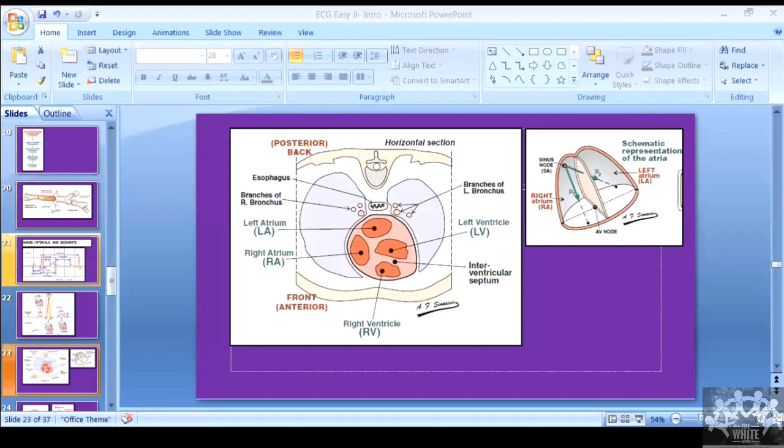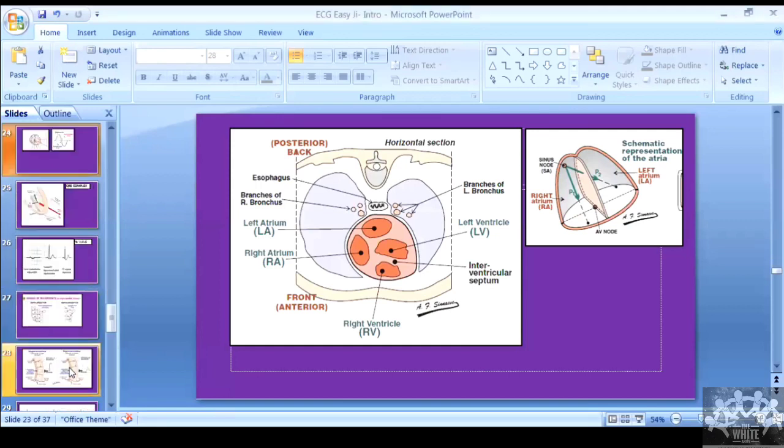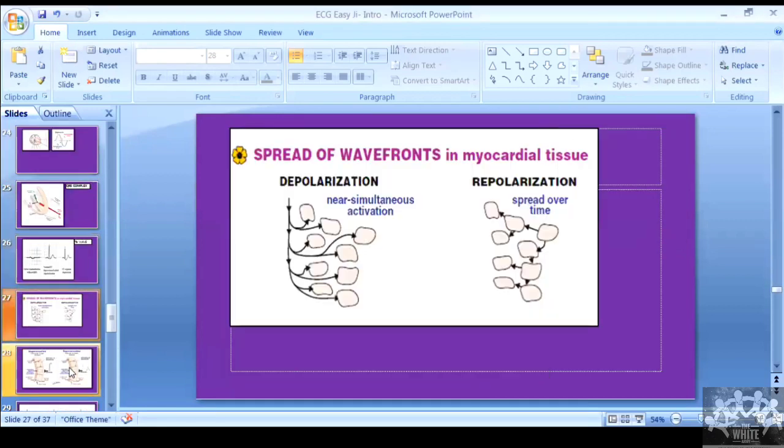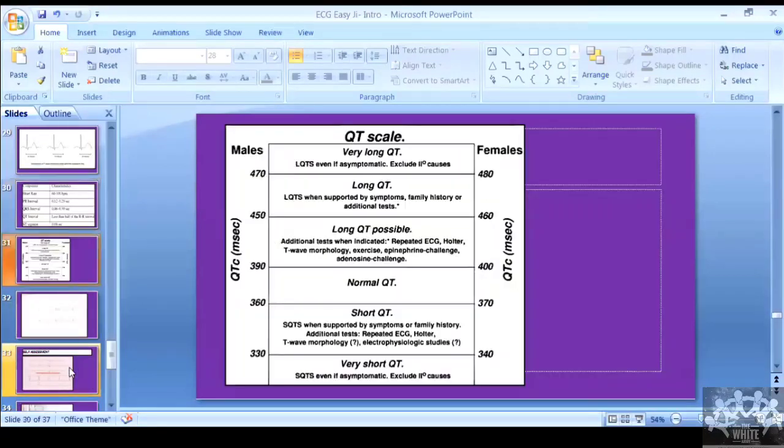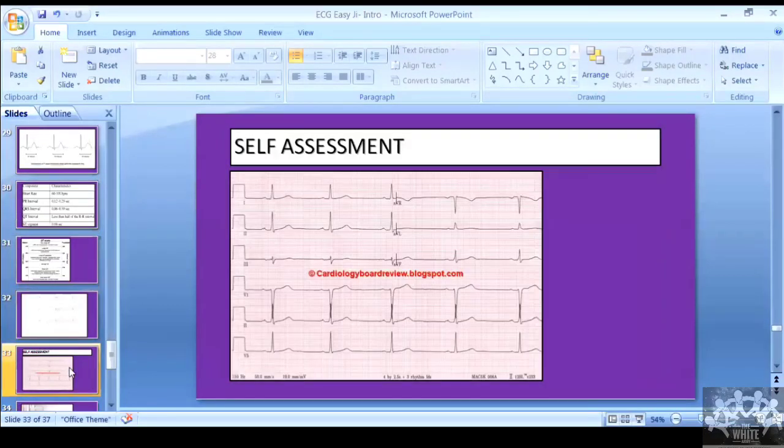So all that is clear. Whatever we discussed until now is clear, no? If it is clear, we'll quickly see some questions and end the session for today. Let's see the questions. Yes, all is clear. Fine. So let's calculate the heart rate. Someone had asked me how to calculate heart rate.